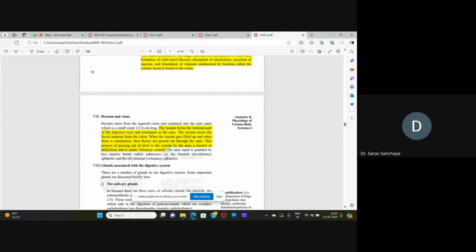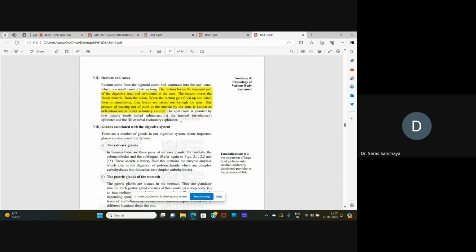Then we come to rectum and anus. The rectum forms the terminal part of the digestive tract and terminates at the anus. The rectum stores the fecal material from the colon. When the rectum gets filled up, when there is stimulation, these feces are passed out through the anus. This process of passing out of stool to the outside by the anus is known as defecation and is under voluntary control of human beings.